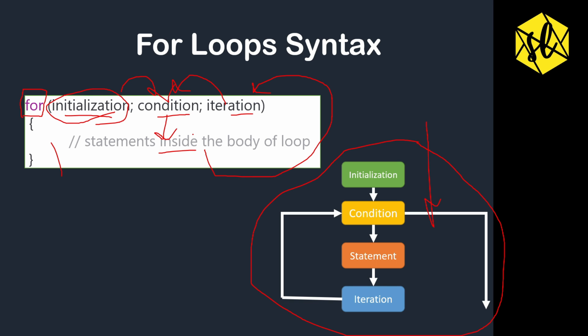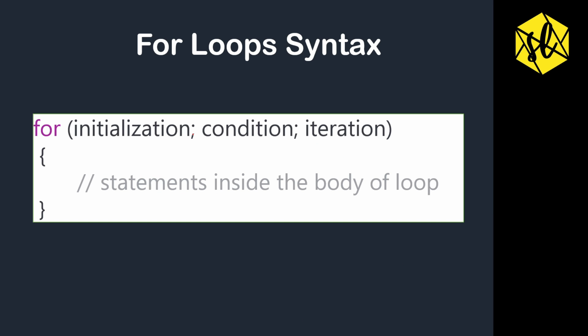Let us revise this again. This is the basic syntax of a for loop. We have a keyword here, for, which is always required in a for loop. Then we have four parts here: initialization, condition, iteration, and statements. First, this initialization part is executed, in which there is a variable and a value is stored in that variable. Let's say we have taken a variable x and we have stored 1 there.